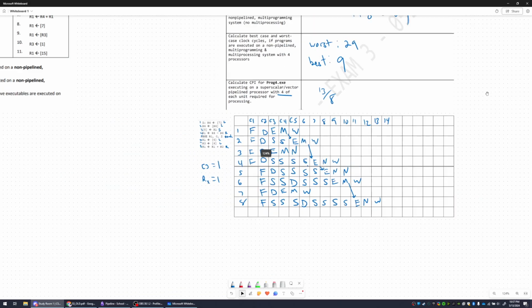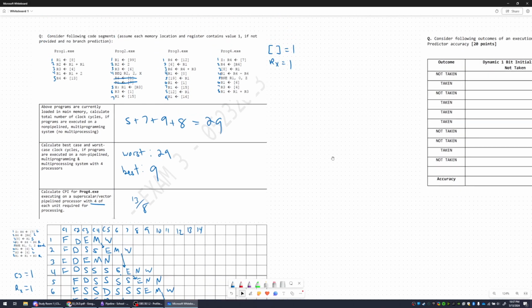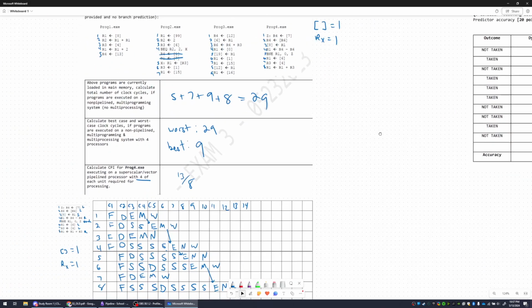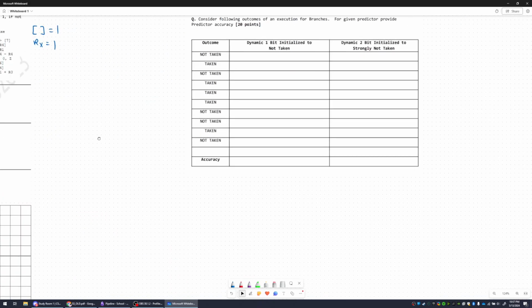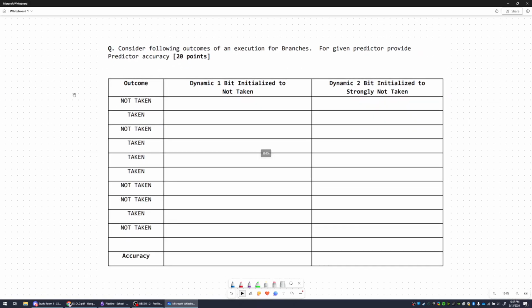Okay. Well, the answer is 13 over 8. So, oh, wait, what does this one say? Consider the following outcomes for execution of branches. Predictor. Provide the accuracy.